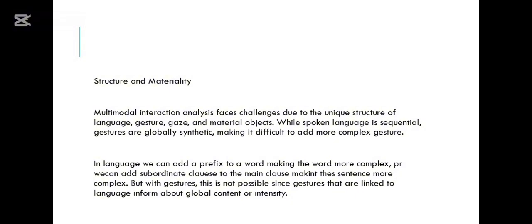So in this topic, language is more flexible than gestures because in language you can always add anything, making it more complex, from prefix to clauses, subordinate clauses, while with gesture it's nearly impossible to add because gestures are linked to language about global content or intensity, so you can't just add to make it more complex.